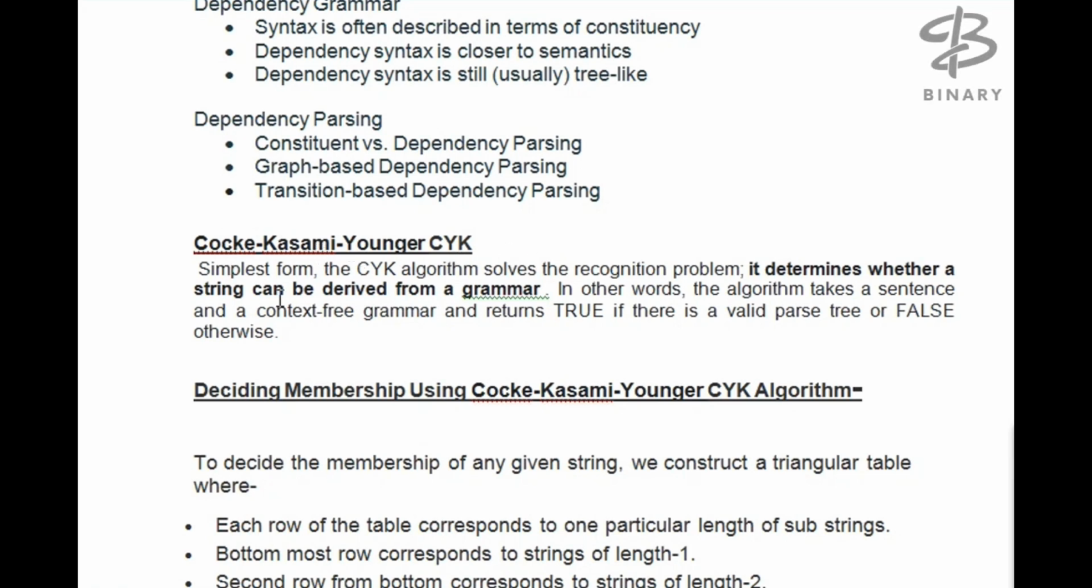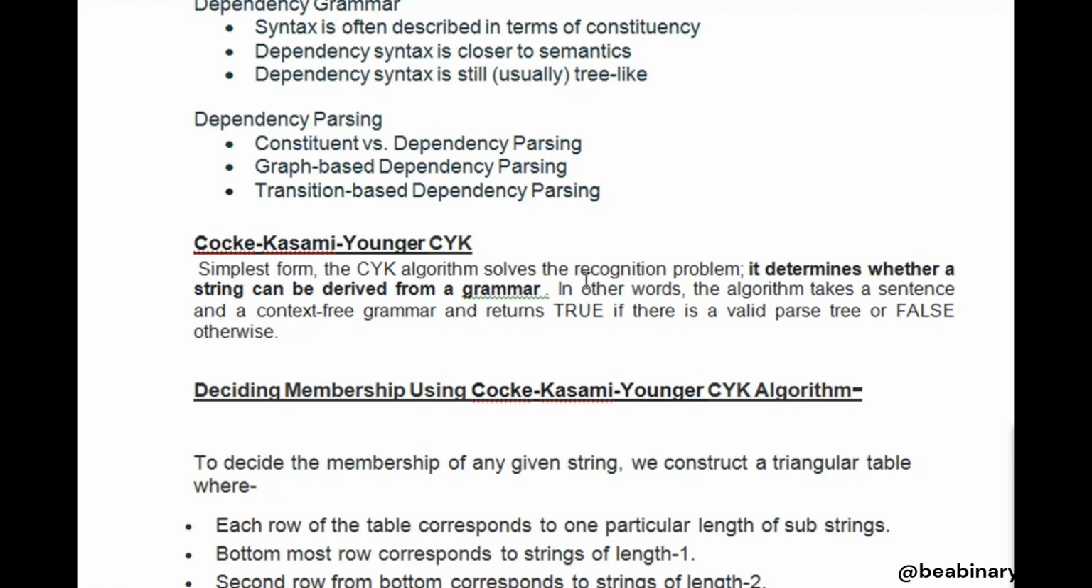Cocke-Kasami-Younger algorithm. It is a simple algorithm that solves the recognition problem. The recognition problem determines whether a string can be derived from the grammar or not. You know that a grammar is a combination of a set of symbols: terminals, non-terminals, a starting symbol, and some other symbols, that we'll see in the PCNF.